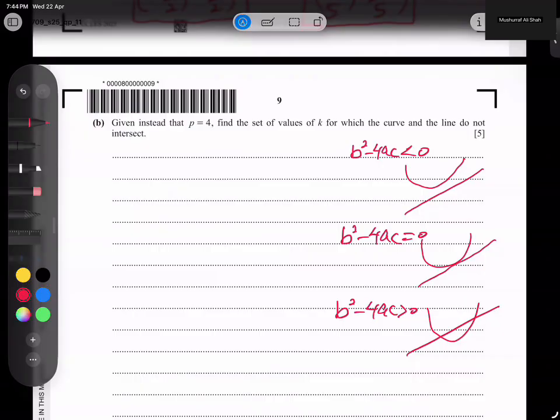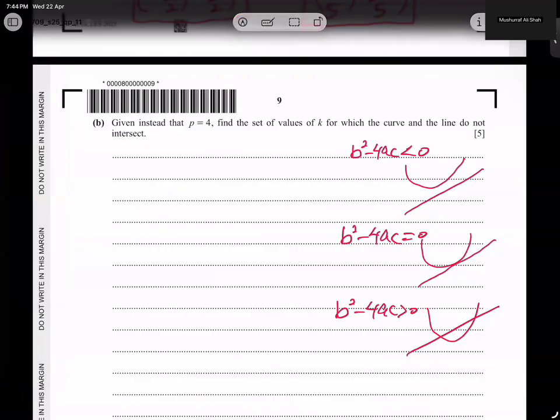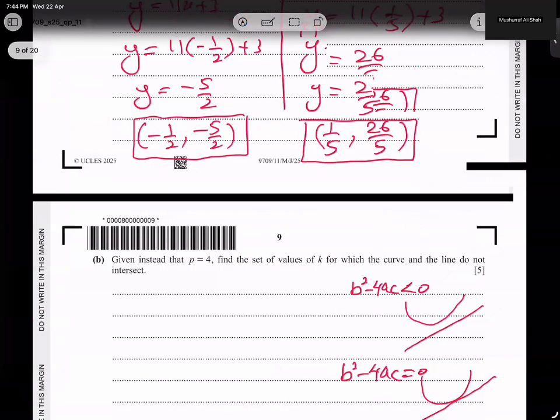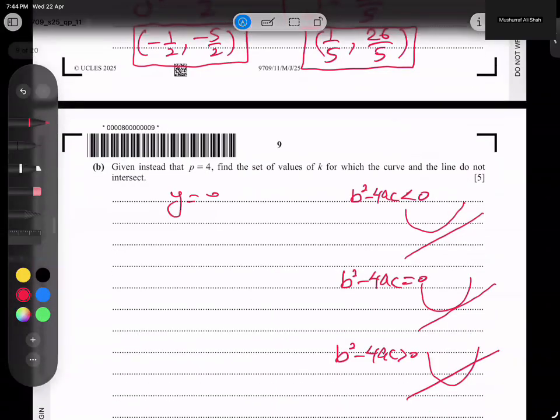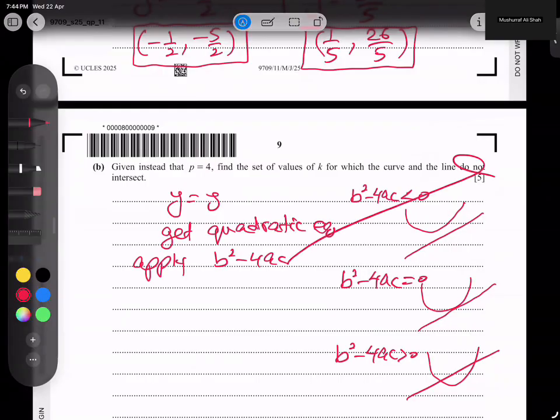But he said very clearly that P is 4. So I have to go back and take the equation. And basically, students, what is the planning? Even when we do this kind of question, step number 1, set y equal to y, get a quadratic equation, and then apply the discriminant. Then apply the b squared minus 4ac criteria. He said don't intersect, so it means less than 0.